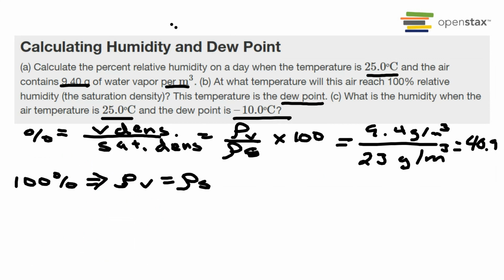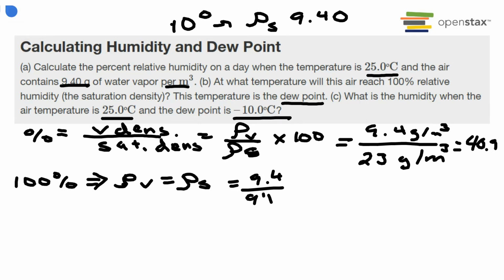Well, I showed it on the screen, but basically at 10 degrees Celsius, if you look in the textbook, that will give you the maximum saturation density of 9.4. So for part B, you just look this up, because when that happens, what I end up with is 9.4 over 9.4, and that equals 100%.